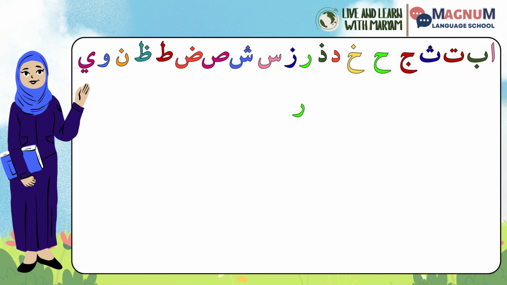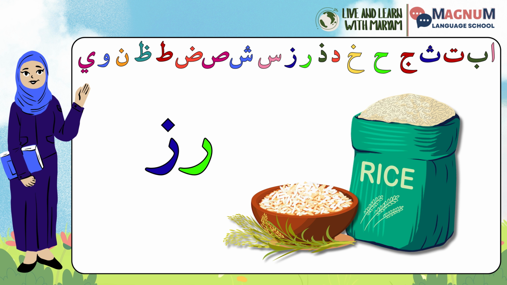Now let's pick Ra and Za. Ra in the beginning, taking the isolated shape. Za is at the end and must stand completely alone in the isolated shape. So this word is Ruz. Ruz means rice.